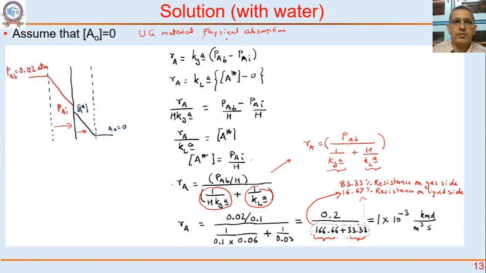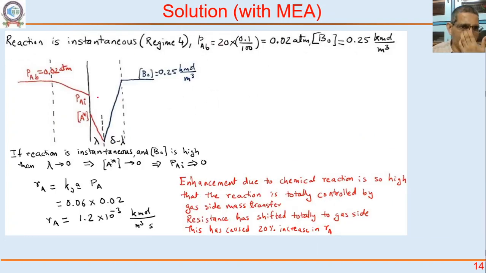Okay. Now incorporate reaction, instantaneous, right? Now our situation is lambda and delta. Reaction is instantaneous. B naught is high, then lambda is 0. Right? If lambda is 0, you see this statement we have made, lambda is 0. Why is that? PAB is 20 into 0.1, 0.02 atmosphere. B naught is 0.25 kilomoles per meter cube.